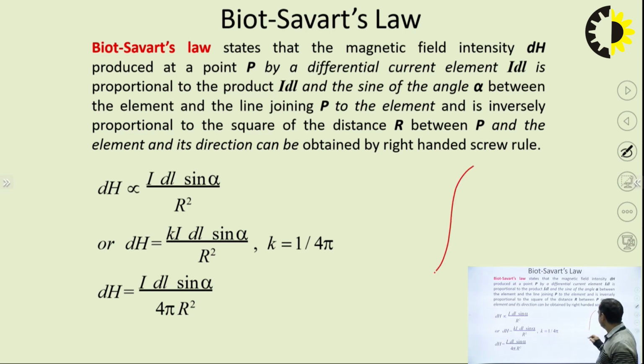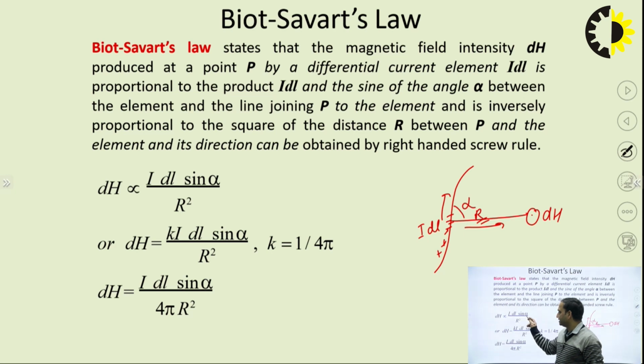So, this is very simple. If we have a line current in which the current is flowing, and we want to calculate the magnetic field at this point, this is proportional to the I dl, the current flowing in this element, and inversely proportional to the distance from this point to this point, so this is R square. Again it is proportional to the sine of the angle between the current flowing in this direction and the distance R in this direction. So, this is the alpha. So, DH is proportional to I dl sine alpha upon R square.